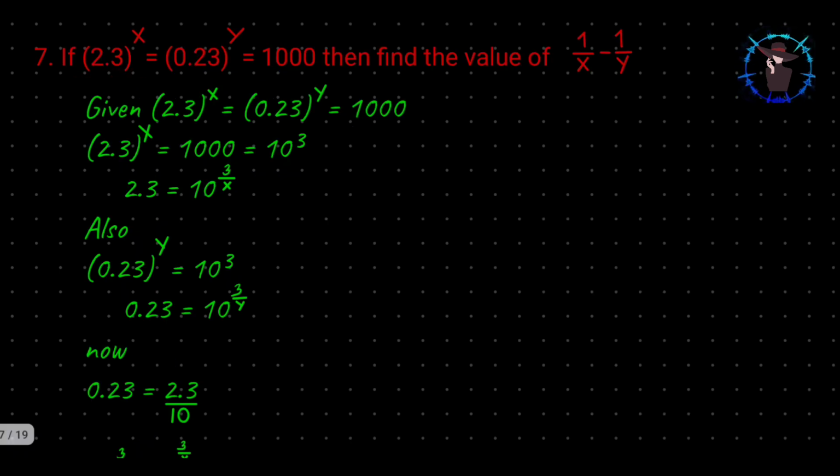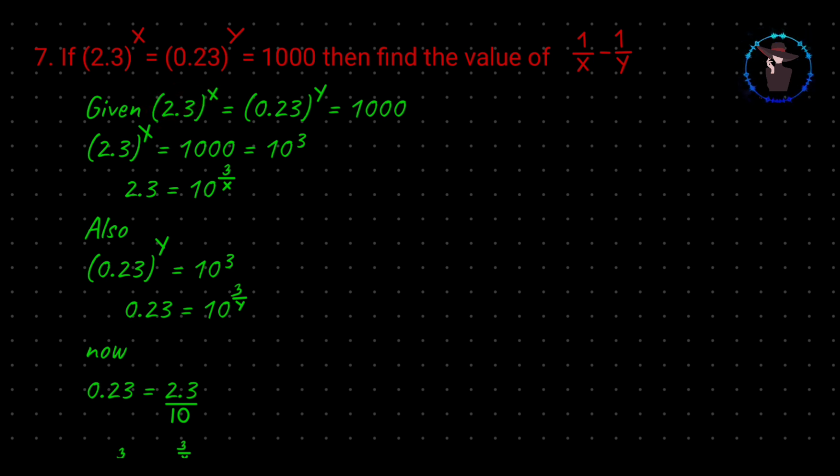Seventh question, if 2.3 power x equals 0.23 power y equals 1000, then find the value of 1 by x minus 1 by y. Given 2.3 power x equals 0.23 power y equals 1000.